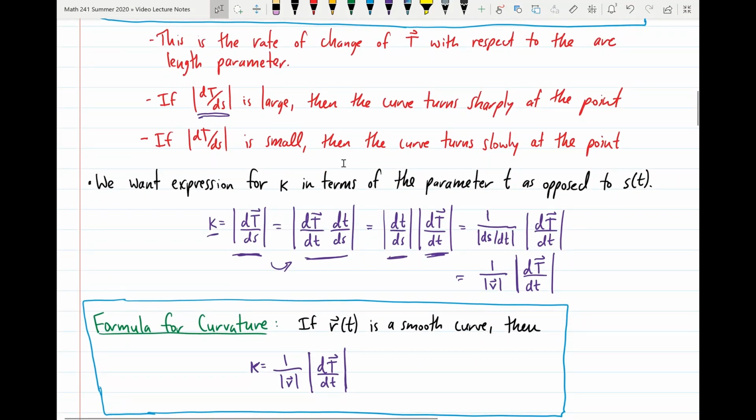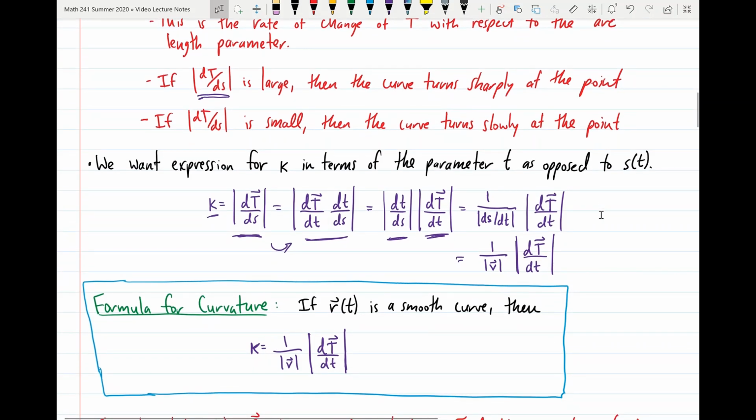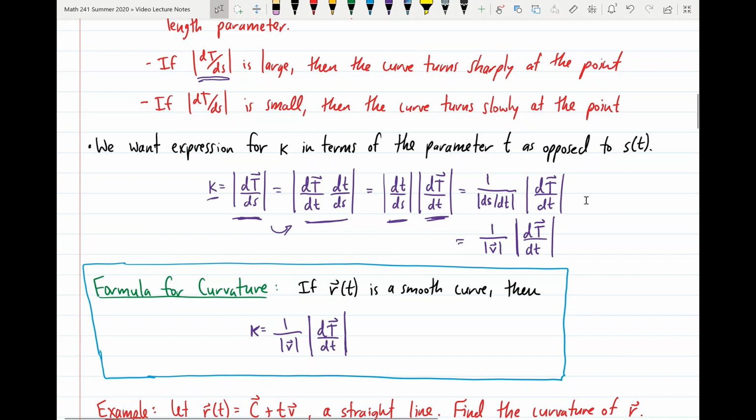Okay, but the definition that we just gave for kappa, or the curvature, was given with respect to the arc length parameter s, as opposed to the parameter t. So we want to figure out a way to talk about curvature with respect to the parameter t as opposed to s. So let's adapt our definition and come up with a new formula for curvature.